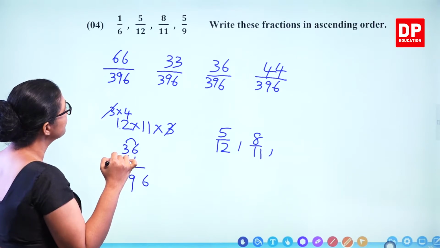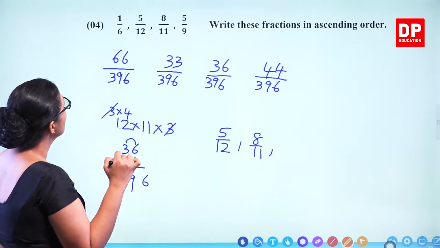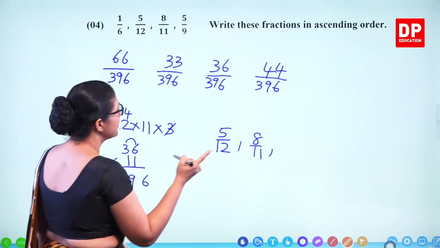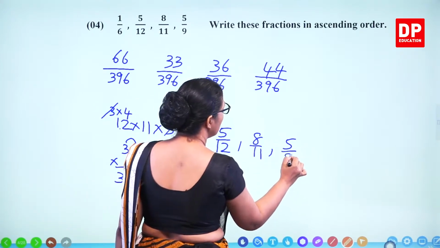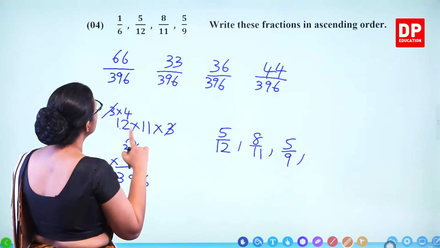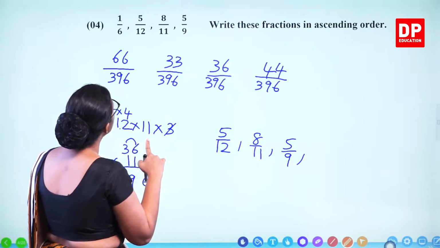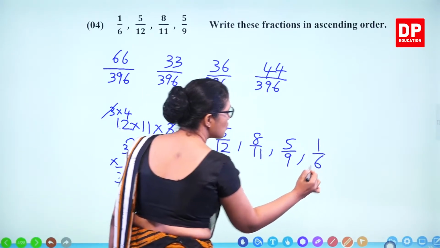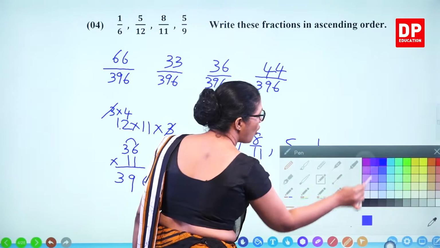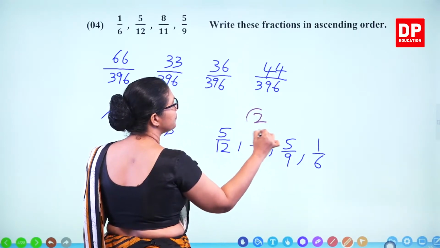Next one, 5 over 9. And the last one is 66 over 396, that's 1 over 6. So this is the order. So 2 marks for that.